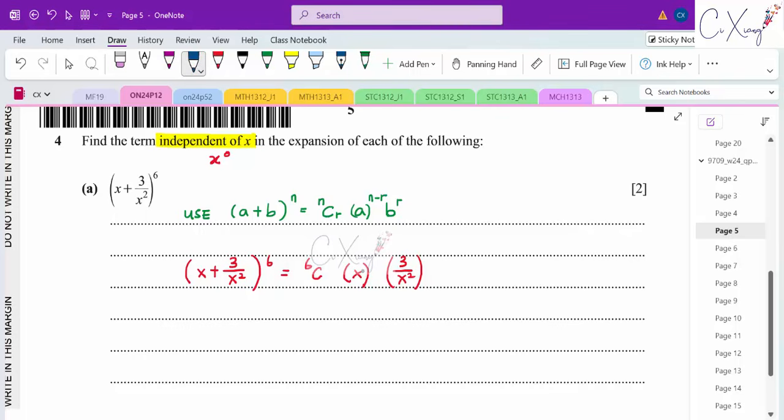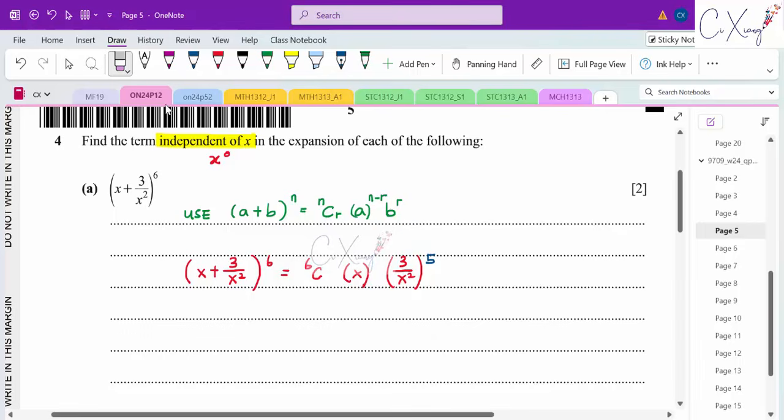By right, you should know that the power for the A and also the power for the B, total must be equal to 6. So the possible combination is, I can have 1 here and 5 here, so that 1 plus 5 equals 6. But if I have 1 and 5 here, for this term I'm having x power 1, and for this particular term I will be having 1 over x power 10. So x power 1 divided by x power 10. Is it possible for me to get x power 0? Impossible, right? So this is not the correct combination.